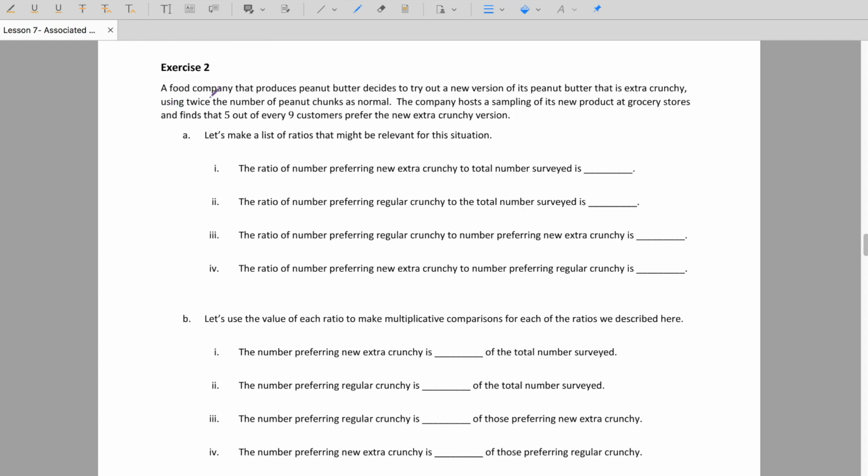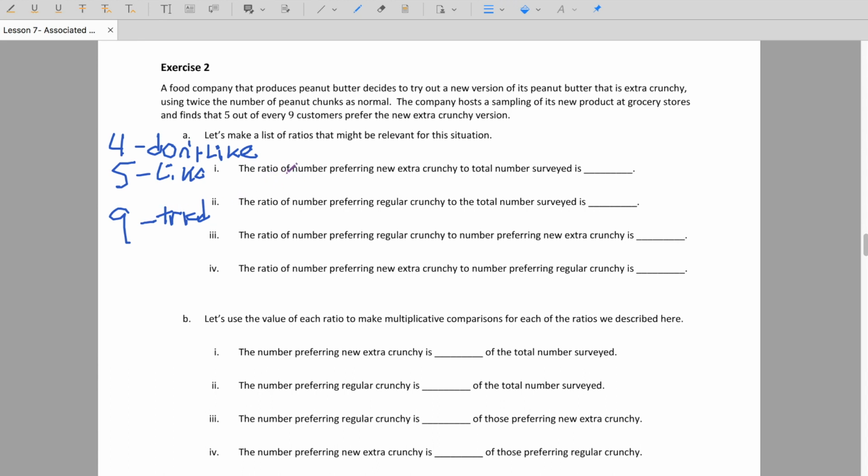All right, let's try exercise 2. A food company that produces peanut butter decides to try out a new version of its peanut butter that is extra crunchy. Using twice the number of peanut chunks as normal, the company hosts a sampling of its new product at grocery stores and finds that 5 out of every 9 customers prefers the new extra crunchy peanut butter. So that means that 5 like it, and 9 tried it. Okay, that means that 4 don't like it.